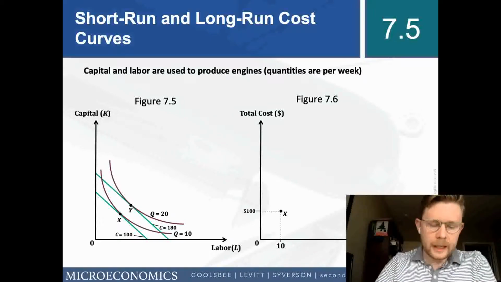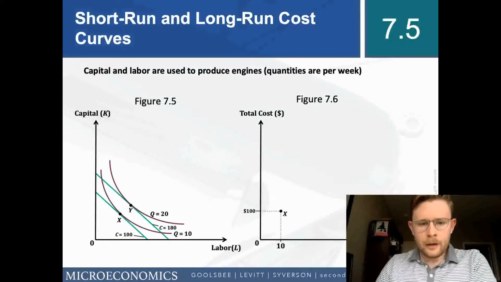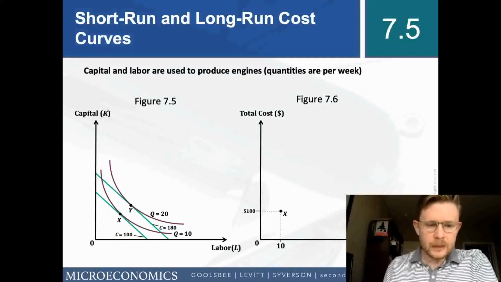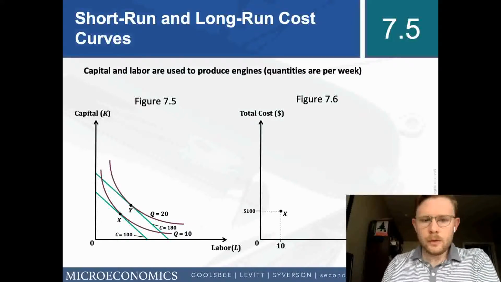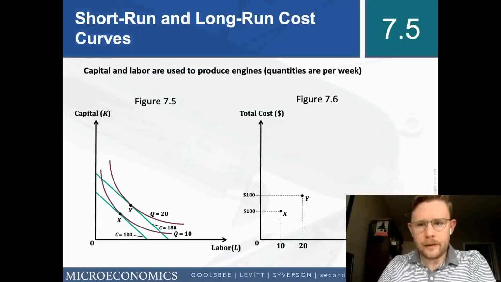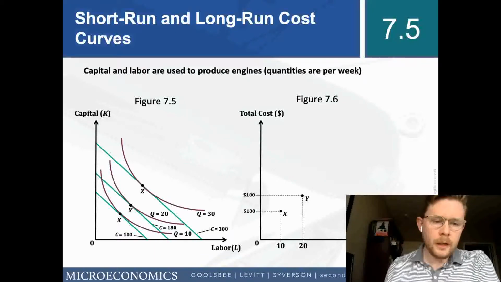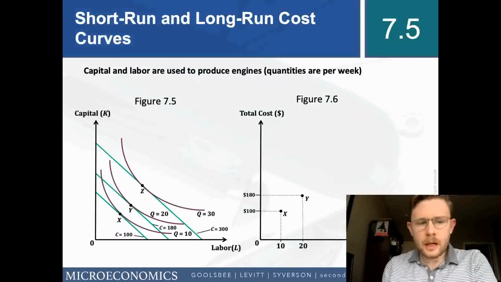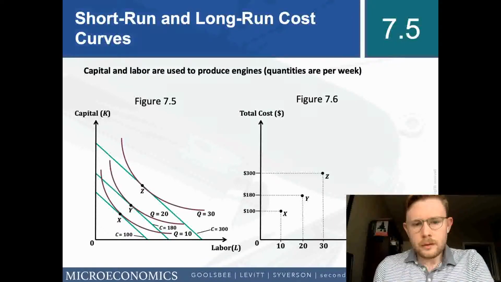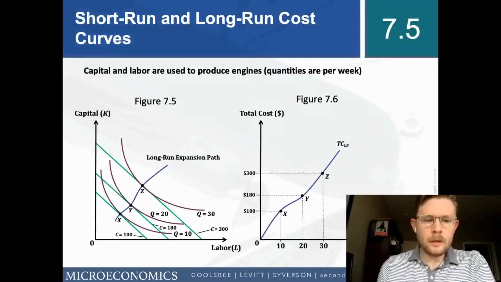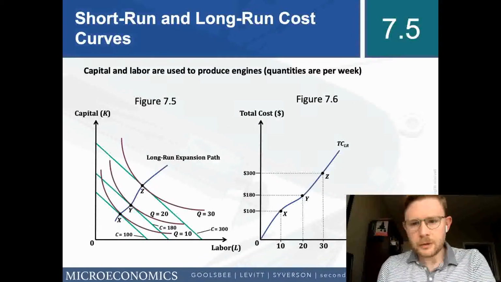We're going to add another line. If we assume that costs are $180, then we can produce at most 20 engines. Add that point to the right-hand side again. And one last one, if costs are $300, then we can produce at most 30 engines. Now we're going to connect them all to create this long run expansion path.